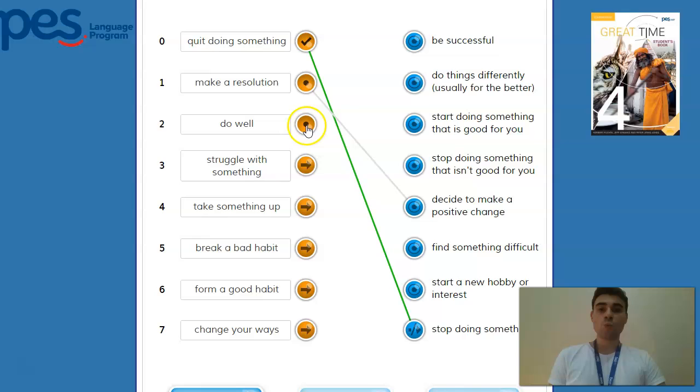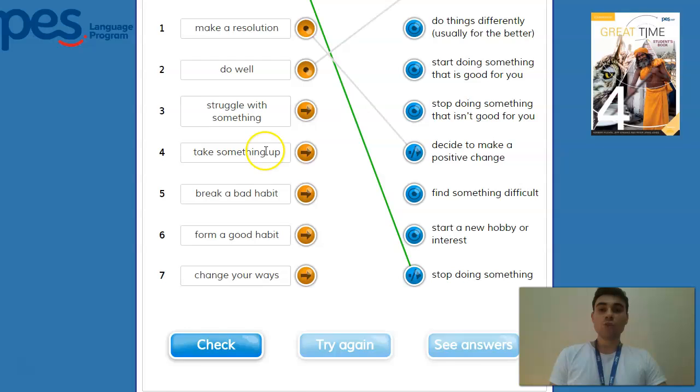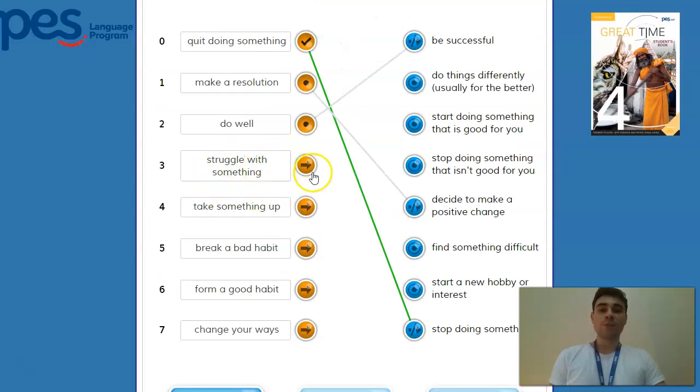What about do well? Usually we do well in tests and in a competition, so it means that we are successful. To struggle with something. To struggle is to find something difficult. To take something up is to start doing something that is good for you.